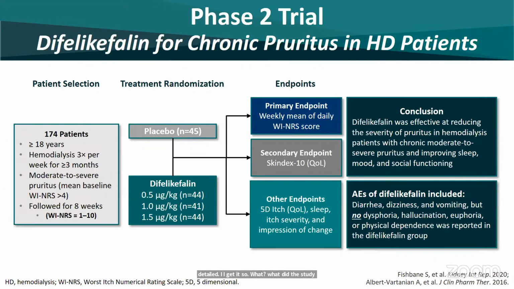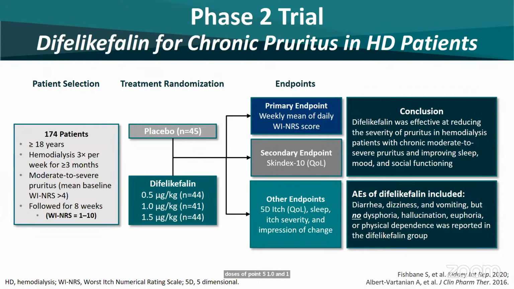So these studies were obviously hyper-focused on chronic pruritus in our hemodialysis patients. For patient selection, there were 174 patients. To qualify for this study, you had to be over the age of 18, be on dialysis thrice weekly for greater than 90 days, have moderate to severe pruritus as measured by the tool, and they were followed for 8 weeks. So we had patients who were given placebo, and then we had doses of 0.5, 1.0, and 1.5.